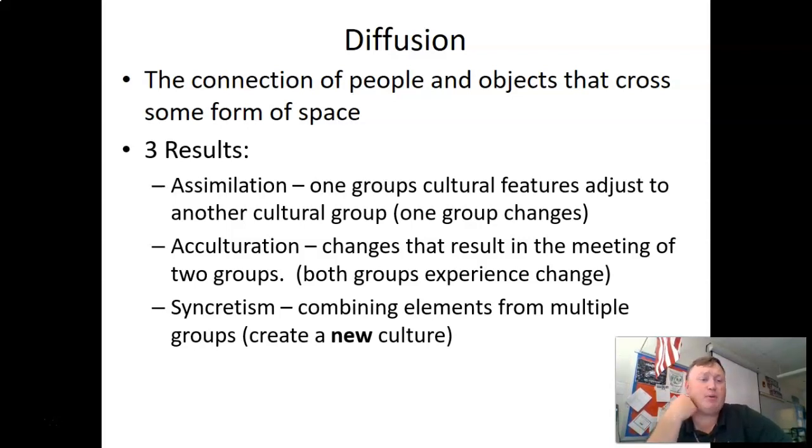There aren't too many examples of this happening throughout the world, but if elements combine from two different groups of people, you have the creation of a brand new culture. This is another possibility. The first two are more than likely going to be the main reasons as to what happens, but syncretism is something that does happen as well.